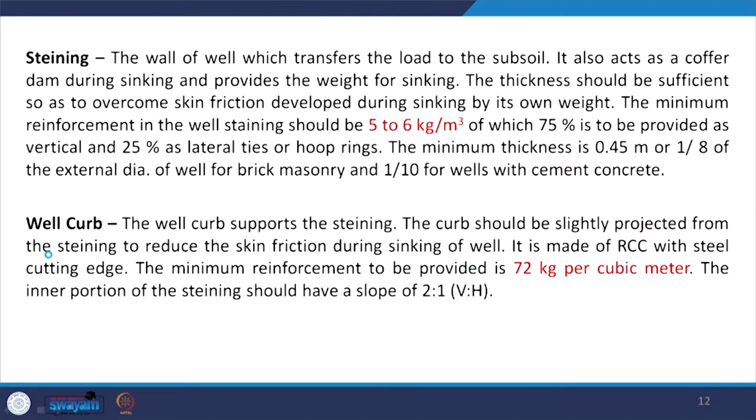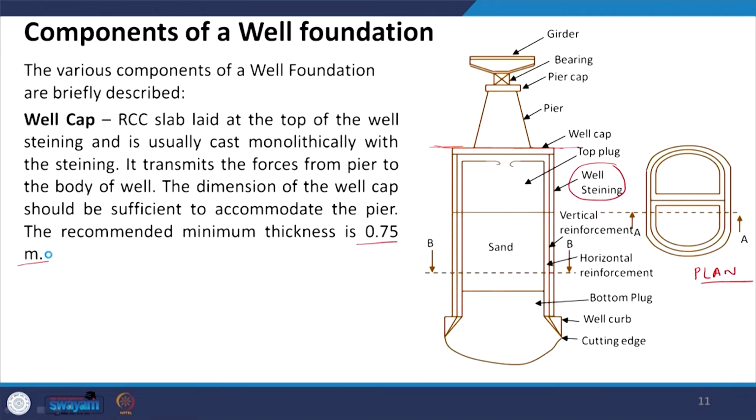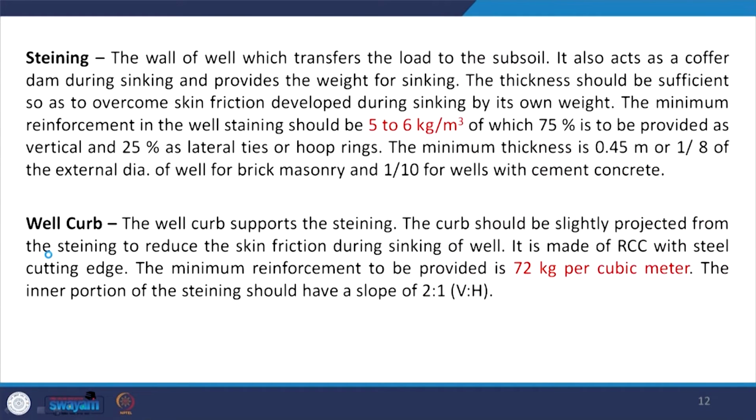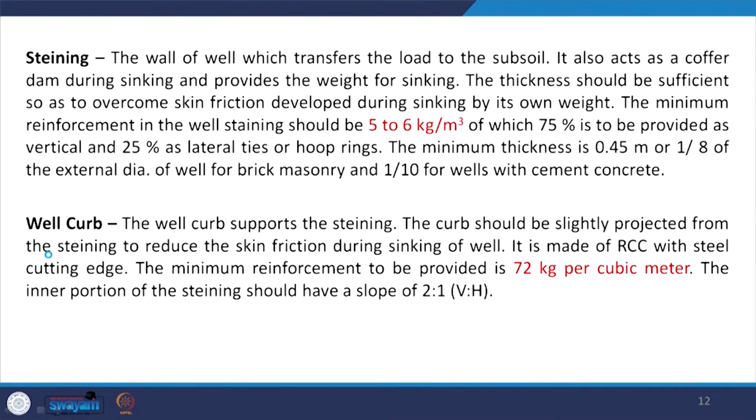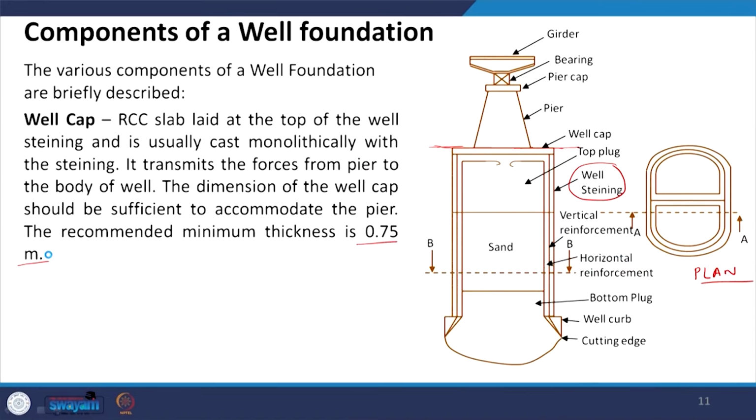After the well cap, next is steining, which is also called well steining, and it is already shown. This is the main body of the well, the wall of the well, which transfers the load to the subsoil. So, the pier will transfer the load to the well cap, which will transfer it to the well steining, and finally the well steining will transfer the load coming from the superstructure to the soil. The well itself is the well steining. That means the main body, the cylinder which is used to transfer the load from the well cap to the soil below, is the well steining.